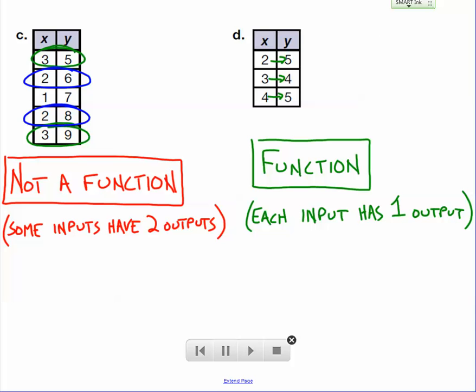Now, one thing people might notice is that 2 and 4 have the same output. There's no rule against that. Two inputs can have the same output, but each input has to have the same output every time. Every time I put in 2, I've got to get a 5. Every time I put in 3, I've got to get a 4. Every time I put in 4, I've got to get a 5. But it does not matter that 2 and 4 have the same output. This is a function.